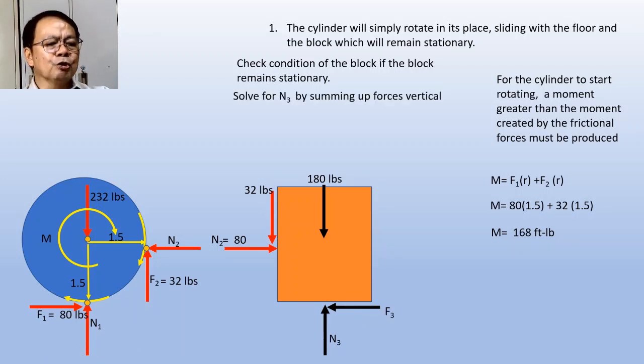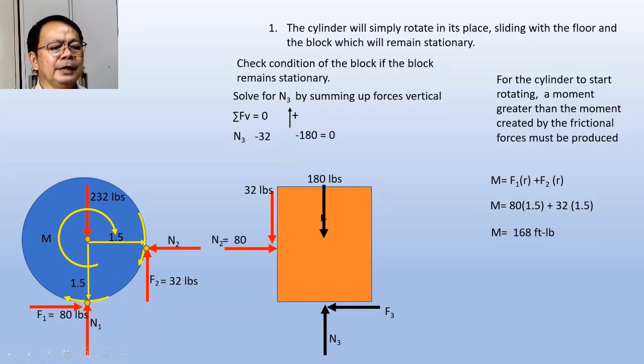Now, if we're going to solve for n, then we sum up the forces acting vertically. And we will be summing up forces vertically, assuming that force directed upward is positive, then our equation becomes n sub 3 minus 32 minus 180 shall be equal to 0. And so when we simplify, n sub 3 shall be equal to 212.